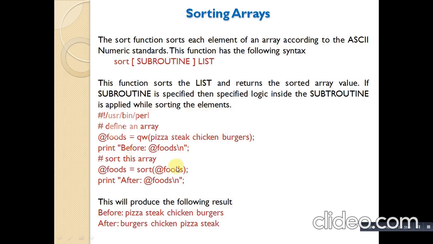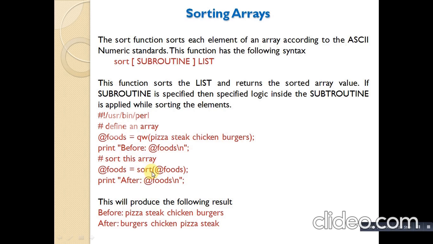So here we have one more example program where we have mentioned pizza, steak, chicken, and burger. These 4 elements are going to be stored in @foods. We are printing @foods as usual to know how it will display. So before: pizza, steak, chicken, burger. Thereafter we sort this array. After sorting, how will it display?